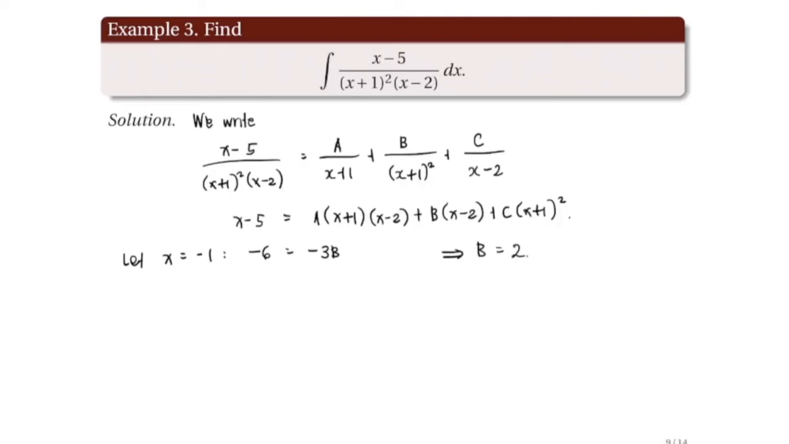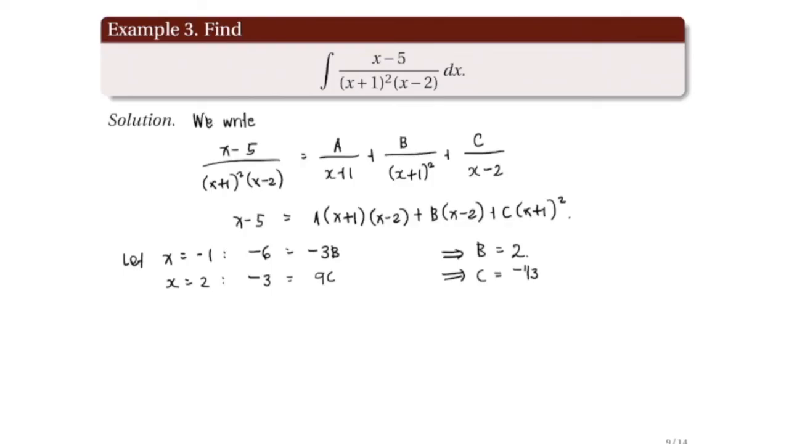While if we let x equals 2 instead, x equals 2 yung magpapa-0 ngayon kay x minus 2. So if you have x equals 2, yung nasa left would be 2 minus 5, so that would be negative 3. Yung nasa right would be 0 yung first two terms. Yung last term natin would be 2 plus 1, which is 3 squared, so that would be 9c. Or that is, yung c natin dito is equal now to negative 1/3.